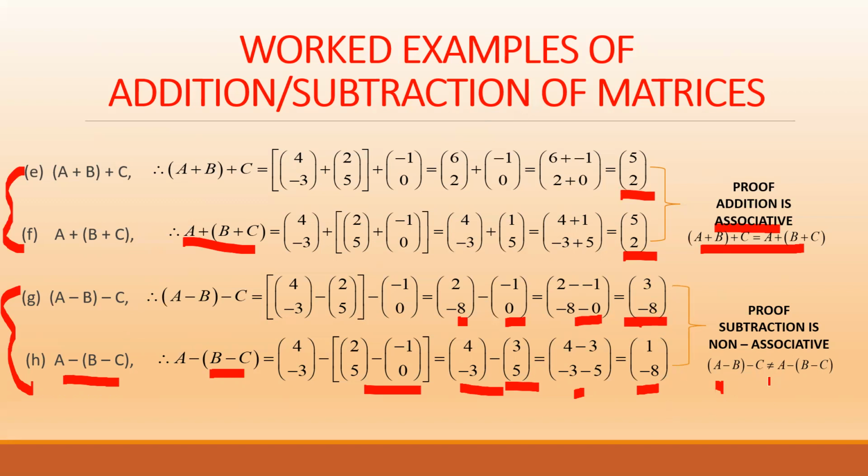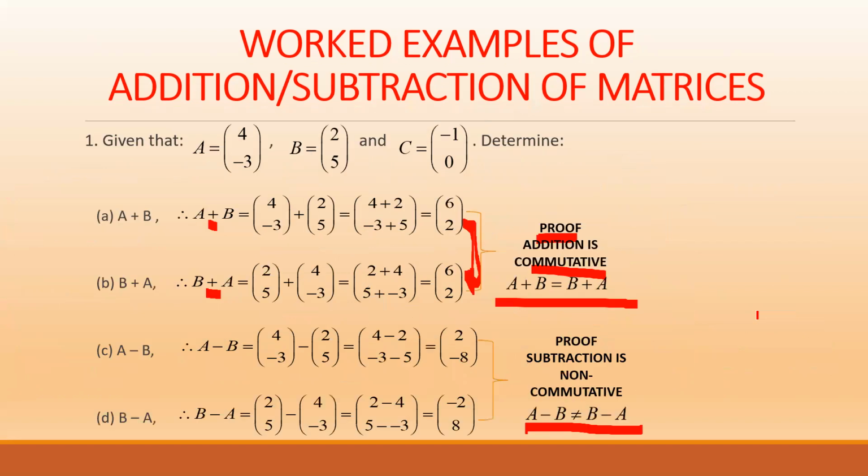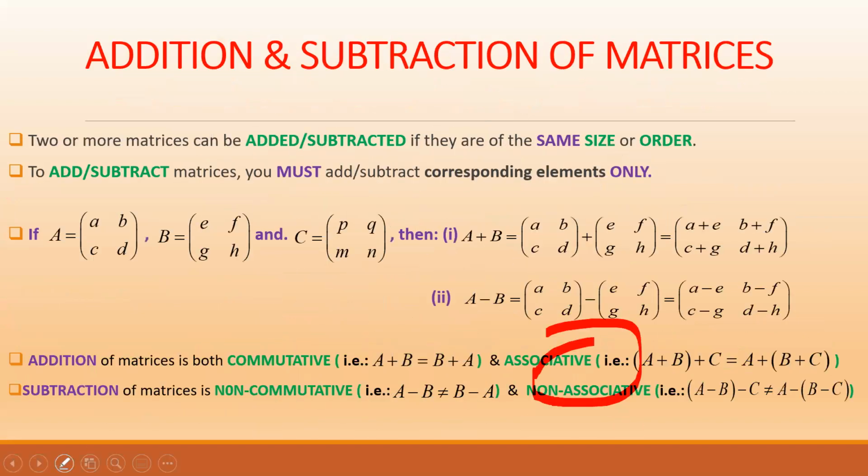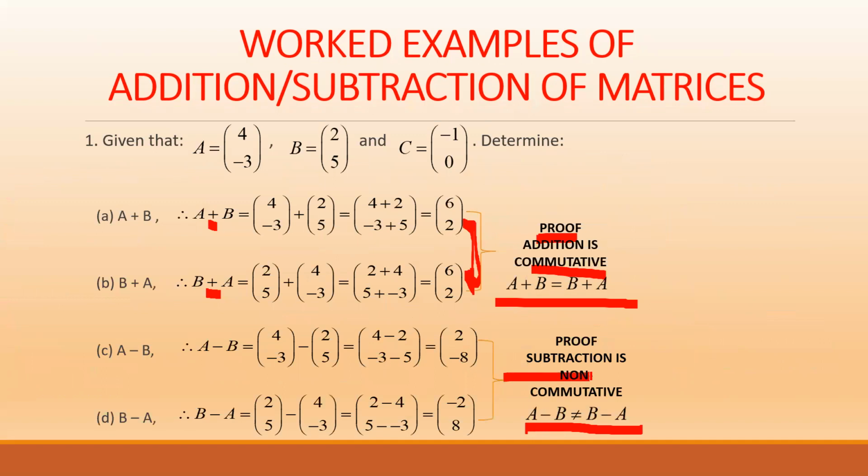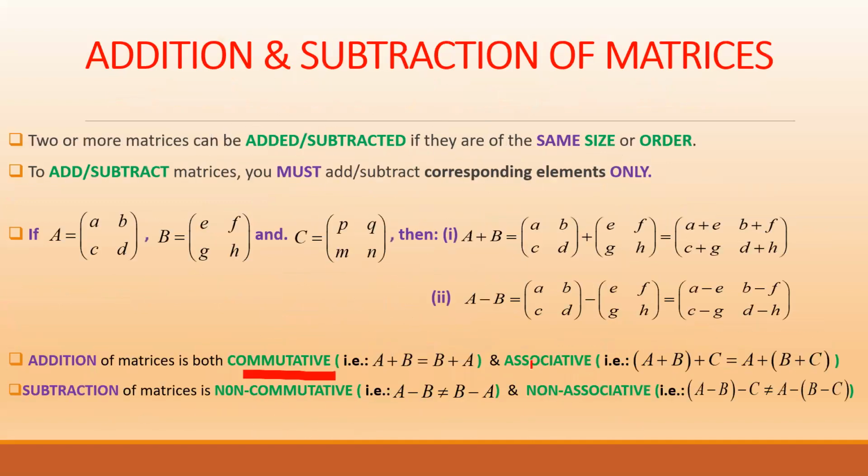So this proves, in general, that subtraction of matrices is non-associative. However, addition of matrices is associative. Okay, guys? And so that is how we end up with these facts around here, that addition of matrices is commutative as well as associative. And subtraction of matrices is non-commutative and non-associative.